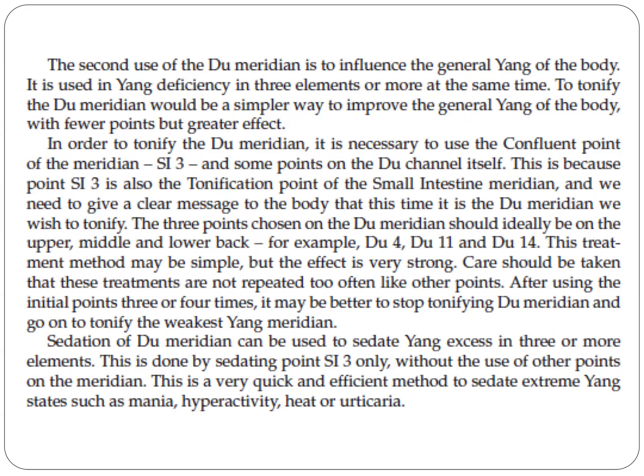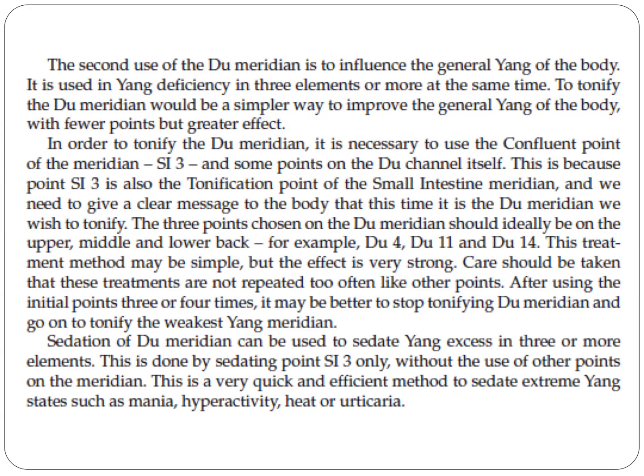The 3 points chosen on the Du meridian should ideally be on the upper, middle, and lower back. For example, Du 4, Du 11, and Du 14. This treatment method may be simple, but the effect is very strong. Care should be taken that these treatments are not repeated too often like other points. After using the initial points 3 or 4 times, it may be better to stop tonifying the meridian and go on to tonify the weakest yang meridian.